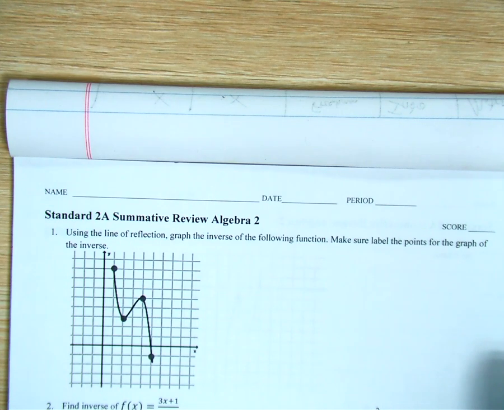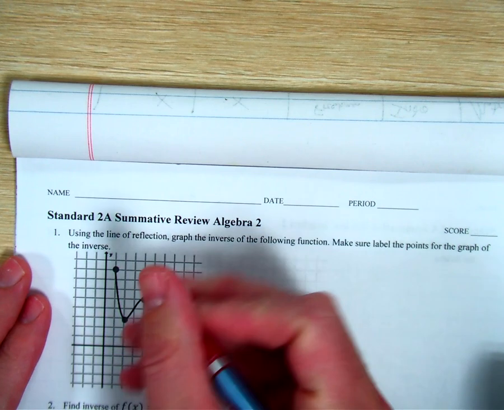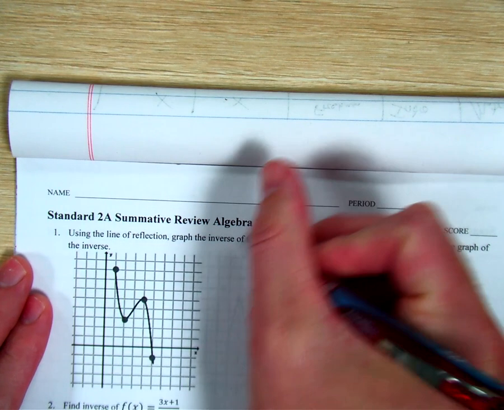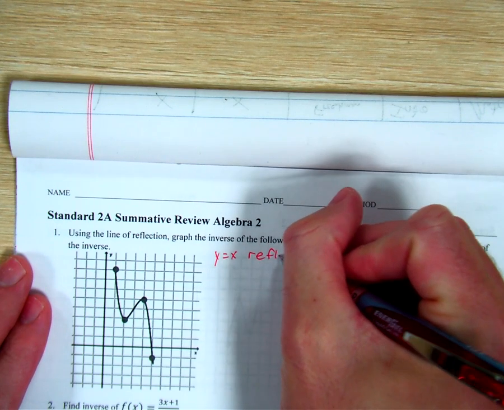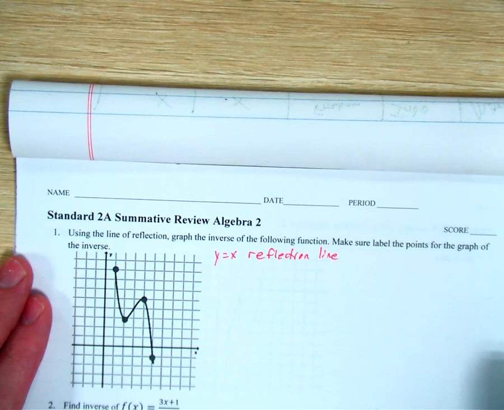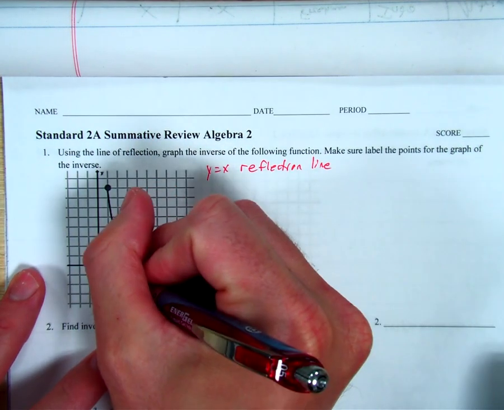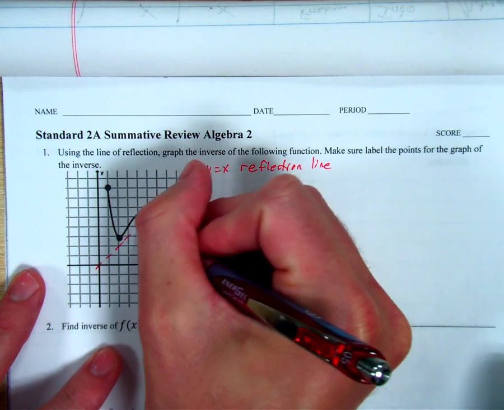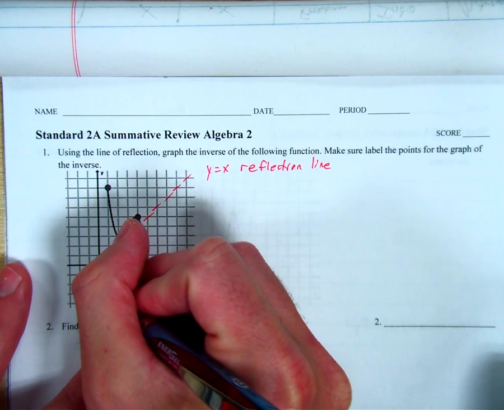The first thing is we want to have that reflection line drawn. I'm a little short here for a straight edge. Remember, y equals x is your reflection line, because when we do inverses, we're just flip-flopping the x and y coordinates. So here's our diagonal line, y equals x.